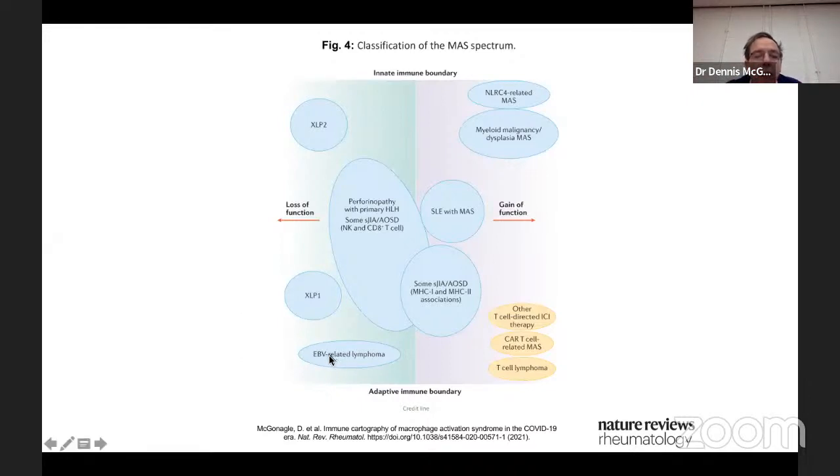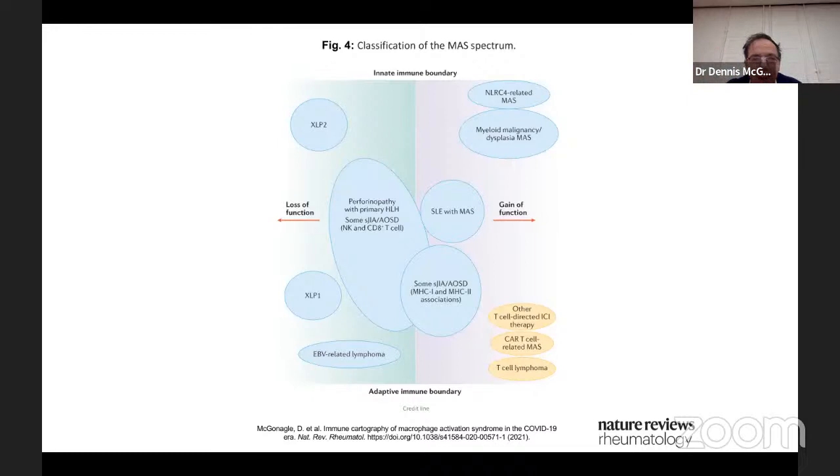So for example, if you have an EBV infection of B cells, that's loss of function. It's B cell and it's adaptive immunity, and it can lead to a MAS phenotype, and we would treat that with rituximab to kill the lymphocytes. Alternatively, you could have an NLRC4 gain of function. Again, I refer you to the last talk.